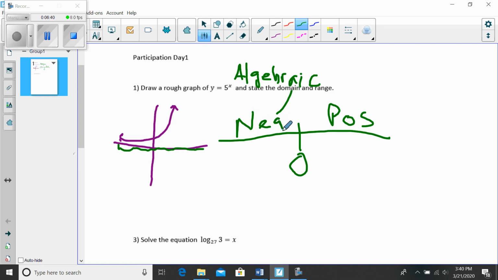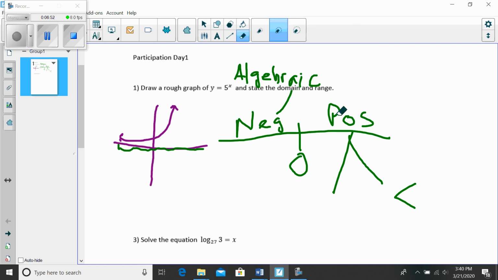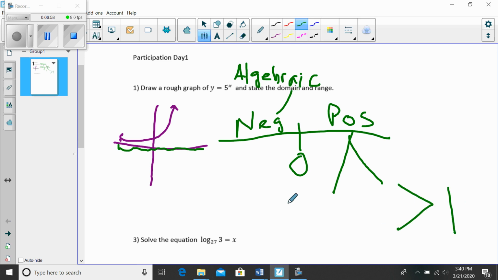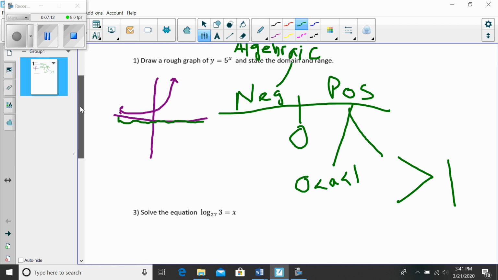And then within the positive numbers, I'm also going to distinguish two branches of positive numbers, where we talk about greater than 1. Oops, I meant greater than. Greater than 1, so numbers greater than 1, or numbers between 0 and 1. So I'll just put a there for the number. All right, so those are different branches that we would want to consider.